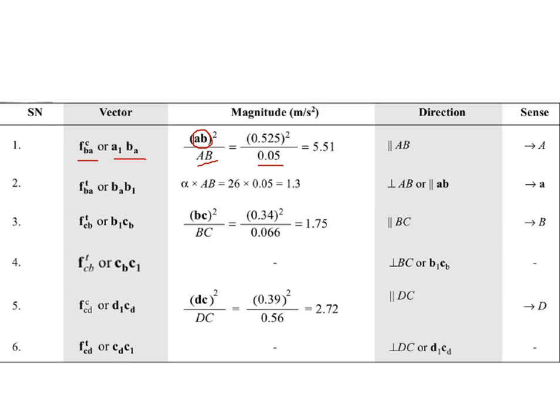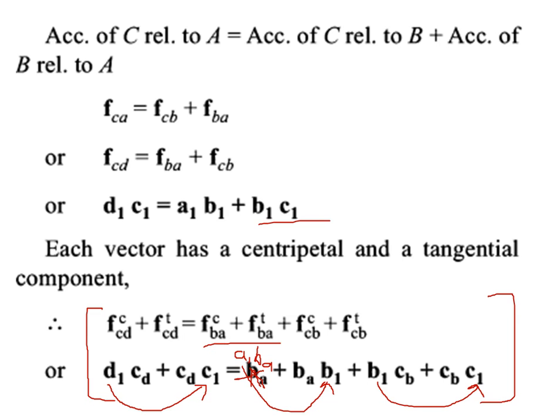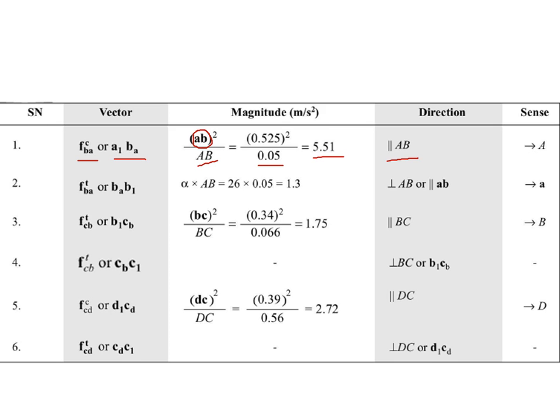Okay, and if you solve 0.525 divided by 0.05, you get 5.51. So write down 5.51, and then the direction you can write parallel to AB. Centripetal always will be parallel, so directly parallel to AB you can draw. That I will tell how to take later. So first write down parallel. Centripetal is always parallel and tangential is always perpendicular. These two things you remember.